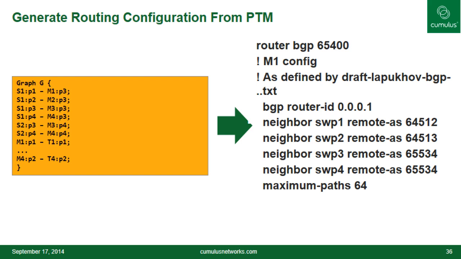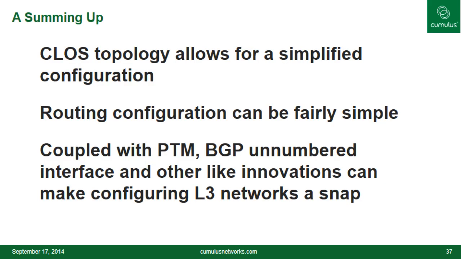It's prescriptive topology manager. Maybe we got a little too carried away in forcing topology in there. It's essentially a prescriptive manager. It can ensure that whatever you would like prescriptive can be enforced. So to sum up, Clos topology allows for a simplified configuration. Routing configuration can be fairly simple, and coupled with ideas like PTM and BGP unnumbered interfaces, configuring L3 networks is actually a snap, and it's very, very automatable. Therefore, it can be very simple to build a large network or a small network for that matter and actually have it run.